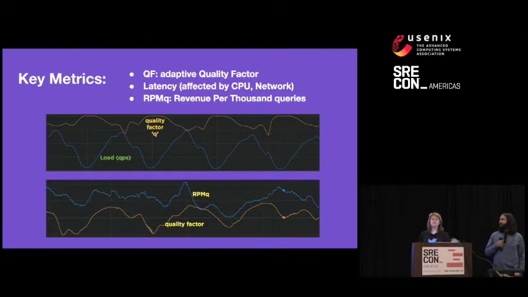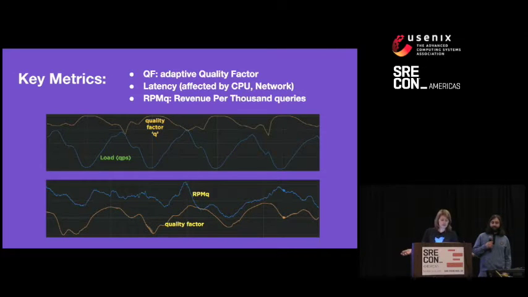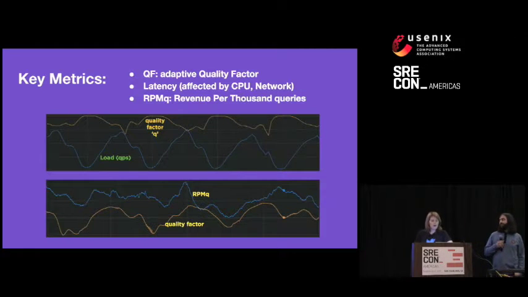Latency is affected by CPU and network and directly impacts success rate, which drives the feedback loop that modifies QF. So performance tuning will affect latency. RPMQ is a window into how much revenue is being made at a given time. So this can be higher or lower for a number of reasons, including QF. And we also need to make sure that RPMQ is not adversely impacted as a result of the performance tuning that we're testing. So we compare this metric in our experiments against our control.